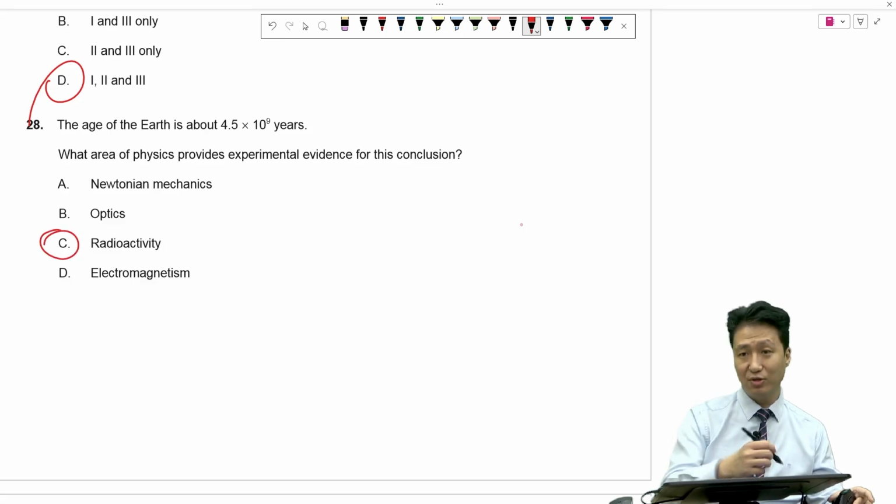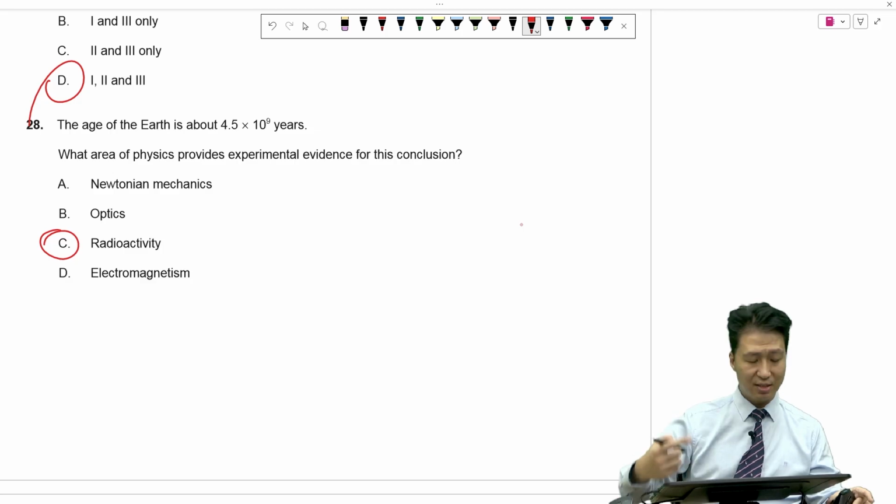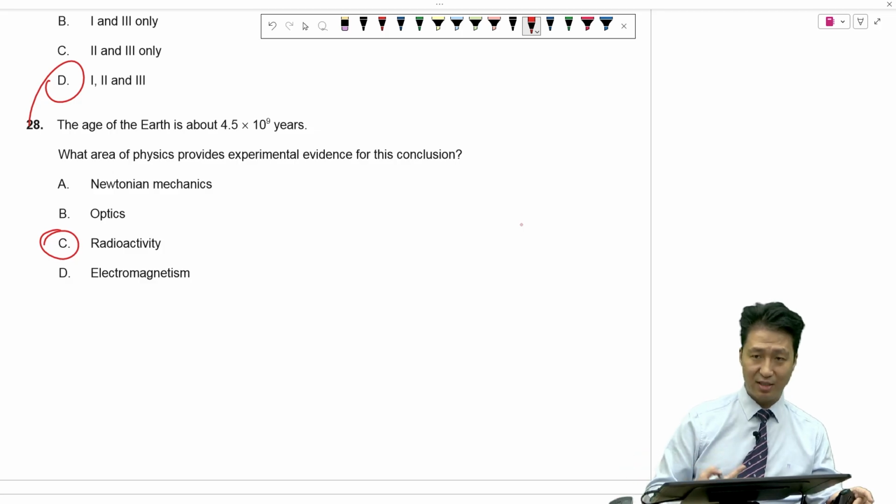Newtonian mechanics is really useful when you want to find velocities and distances and time. Optics is useful if you want to calculate resolution, or lenses. Electromagnetism, well, not related to time in any way, so it has to be C.